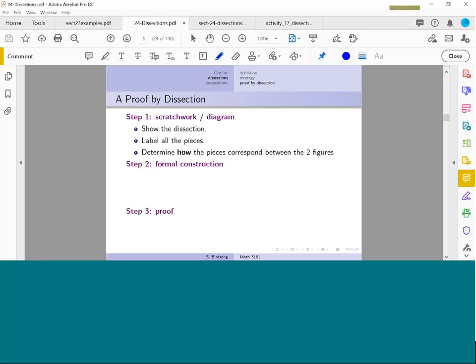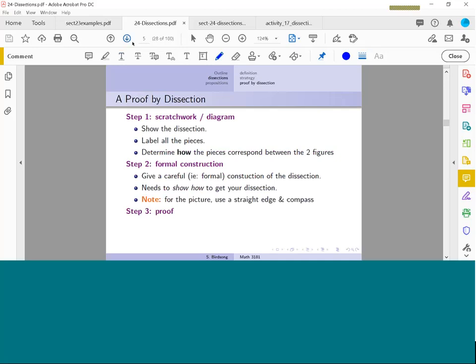Now, the second step is you actually do a very formal Hilbert construction. I would highly recommend the actual picture is straightedge and compass, otherwise major issues can ensue, but it's technically a Hilbert construction. This is where you verify all the pieces and parts. This is how you establish what you actually need to get. And then the last part is the proof.